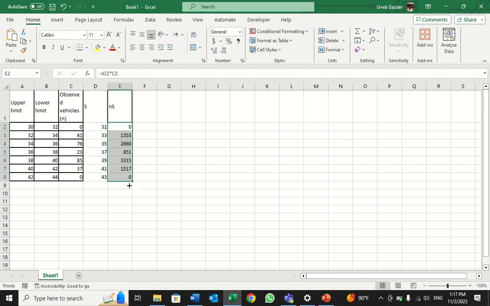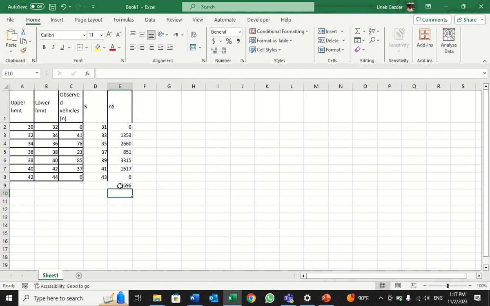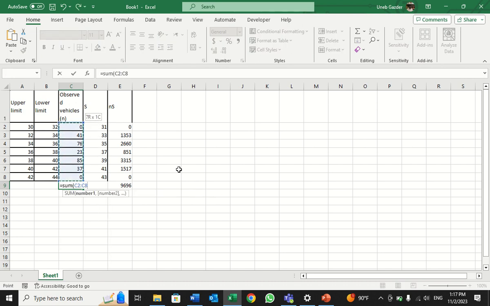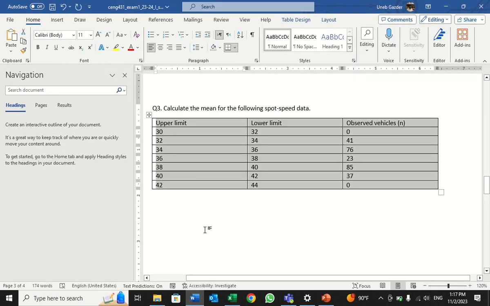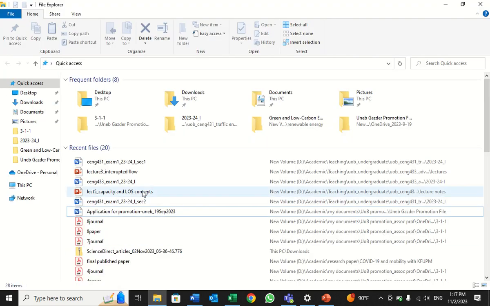sorry, I could not give you Excel to do it during the exam. It was not possible, obviously, but I can enjoy this tool as much as I want. So this is the summation of n into s, and then I need the capital N as well, which is the summation of all observed values. So I have 9696 here and 262 here. So I do mean equals 9696 divided by 262, and it comes out to be 37 miles per hour. This is from the exam of section 1.